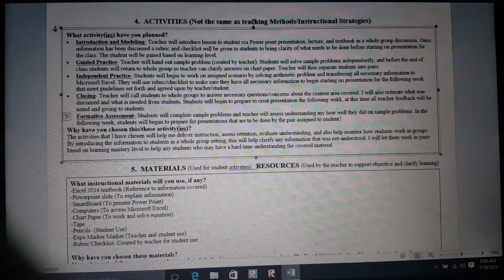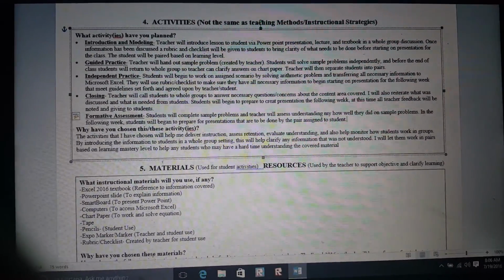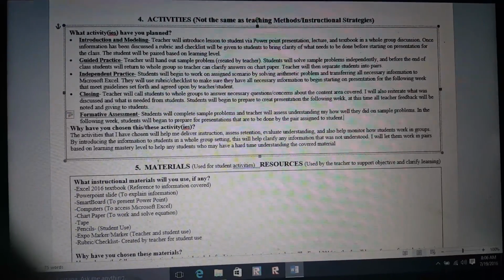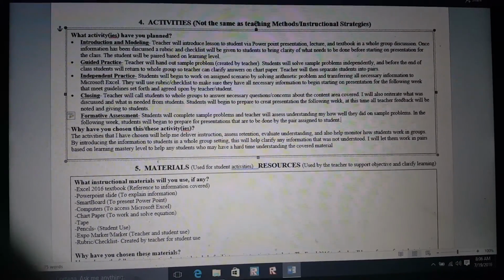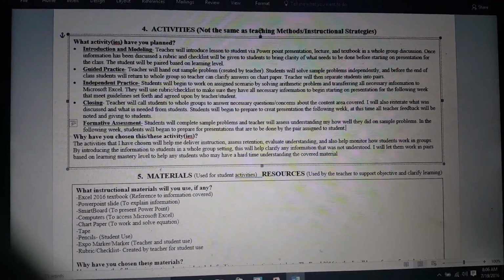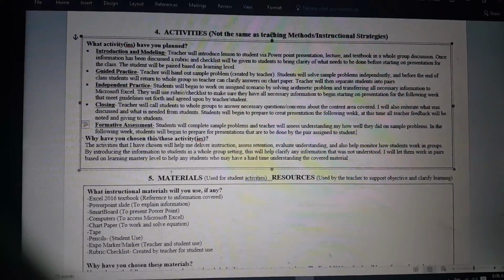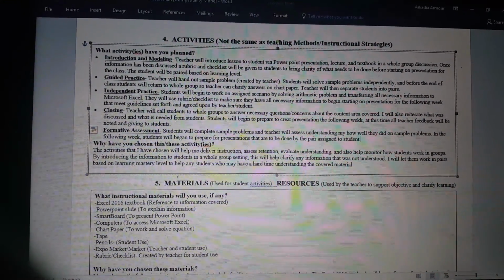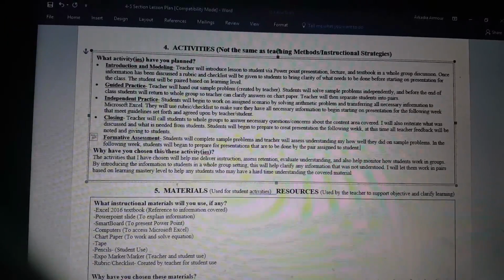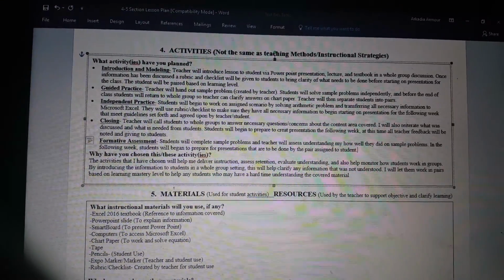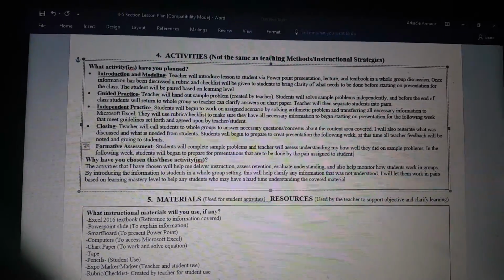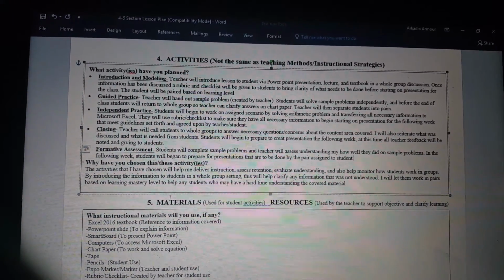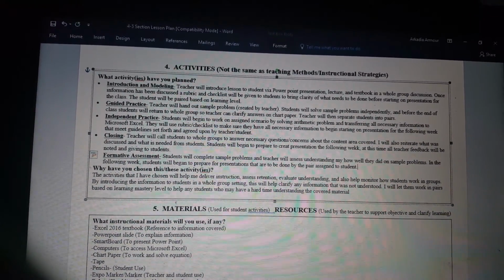I'm going over sections 4 through 6 of my lesson plans for class. We will begin with Section 4, activities. What activities have you planned? Introduction to modeling. The teacher will introduce lessons to students via PowerPoint presentation, lecture, and textbook in a whole group discussion. Once the information has been discussed, a rubric and checklist will be given to students to bring clarity to what needs to be done before starting on the presentation for the class. The students will then be paired based on learning level.